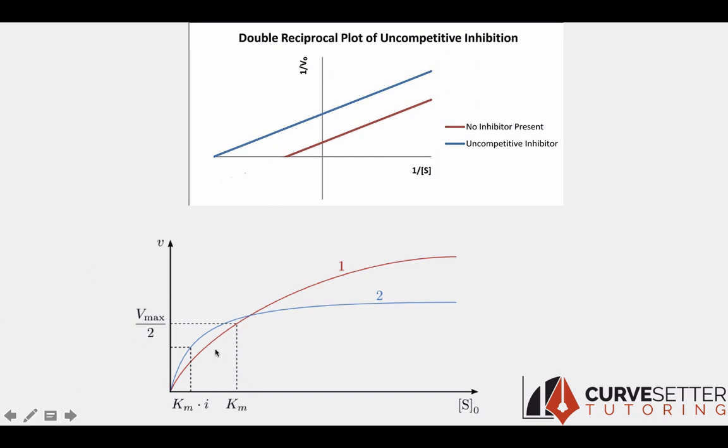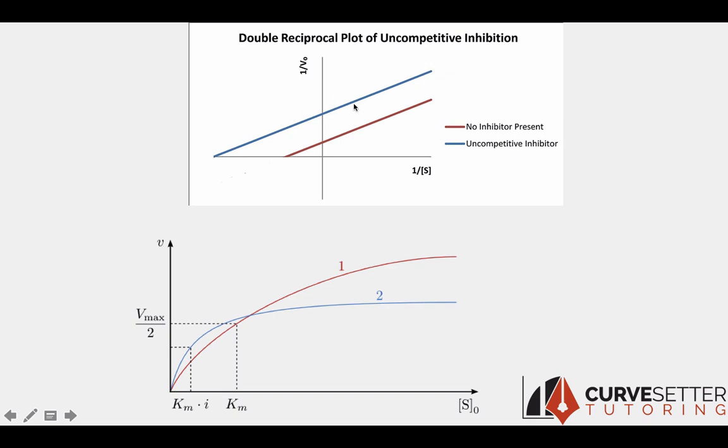So this plot here shows that there is a decrease in Vmax. Curve 2 is with the inhibitor. And you can see that the shape of the curve shows you why there's an apparent decrease in the Km. So this is then the Lineweaver-Burk plot. And the uncompetitive inhibitor is above it. It decreases the Vmax and decreases the Km.